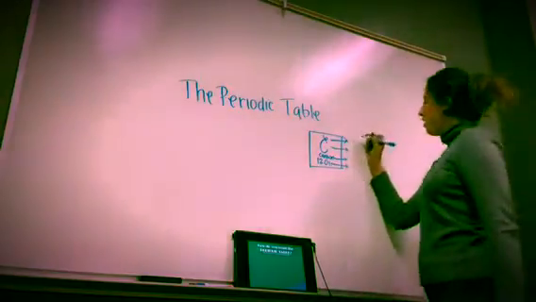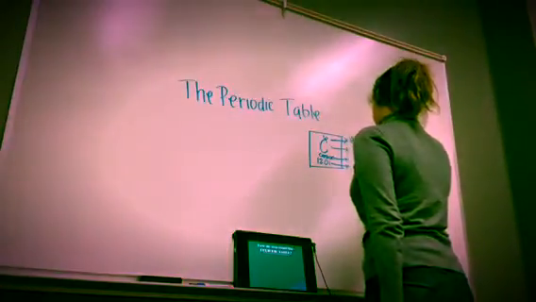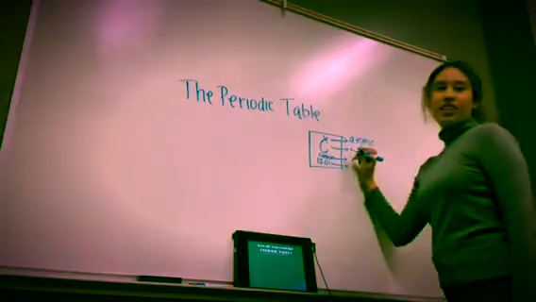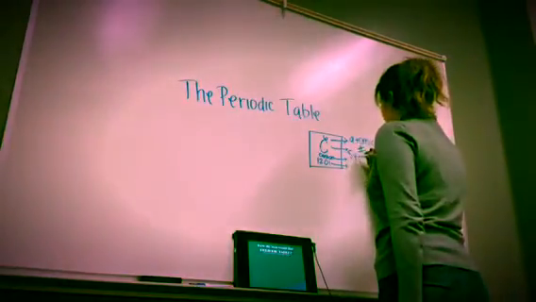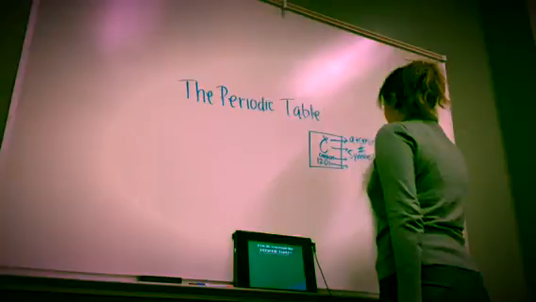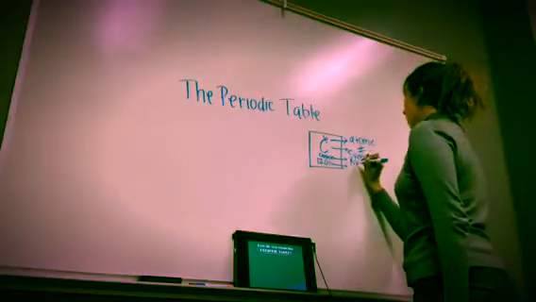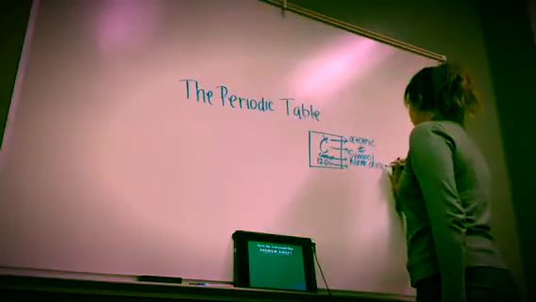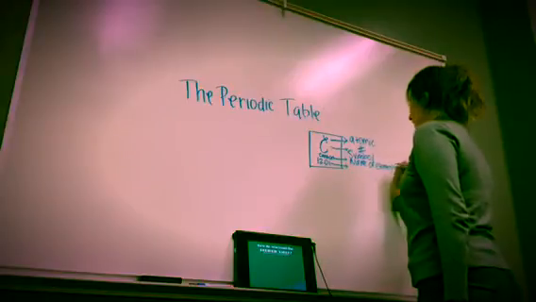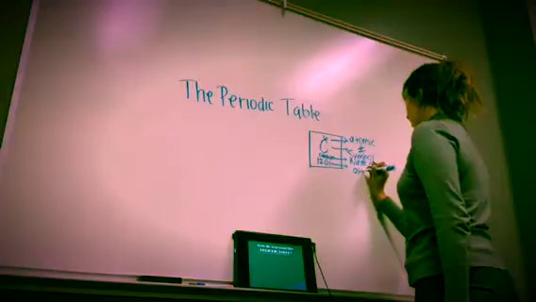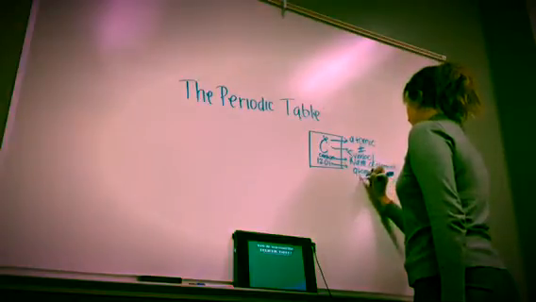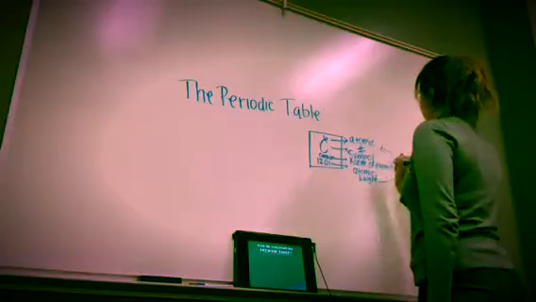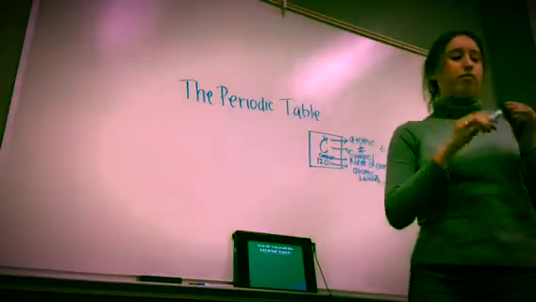Up top, we have the atomic number. Then we have its symbol, followed by the name of the element, and finally, its atomic weight. Later on, we're going to go ahead and see how these two concepts correlate.